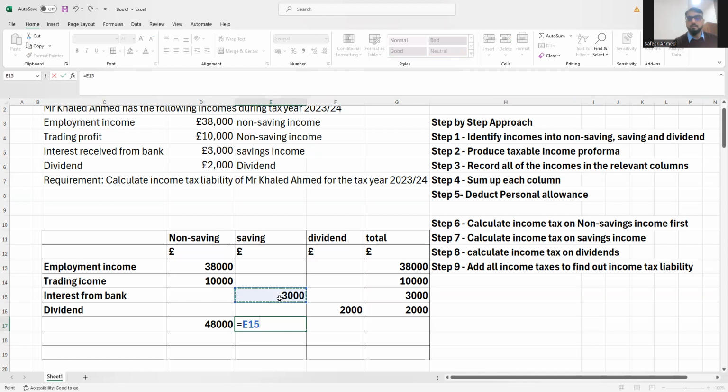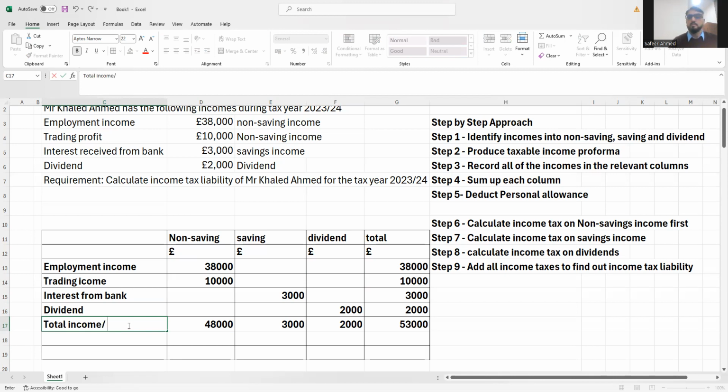Total of saving income is this much. Total of the dividend income is this much. And then the total of the total column is this much, which is the sum of all of these. There we go. So we have summed up each of these columns, and this is known as total income.